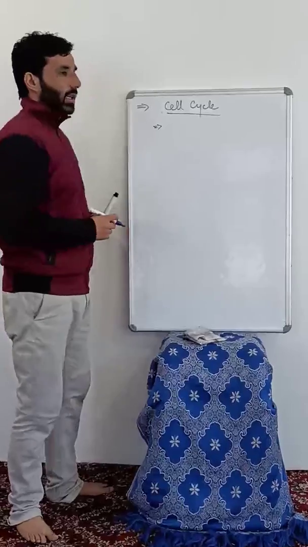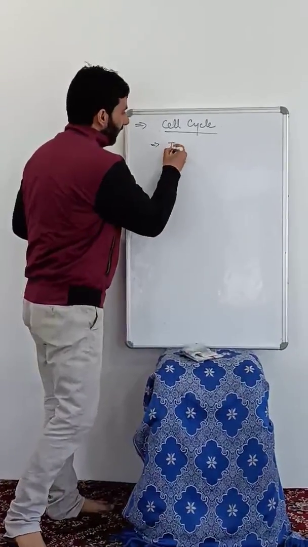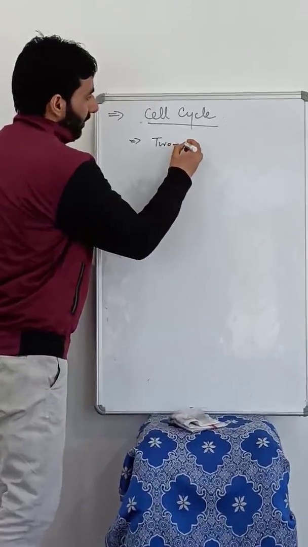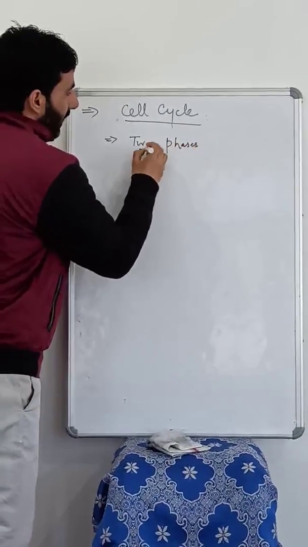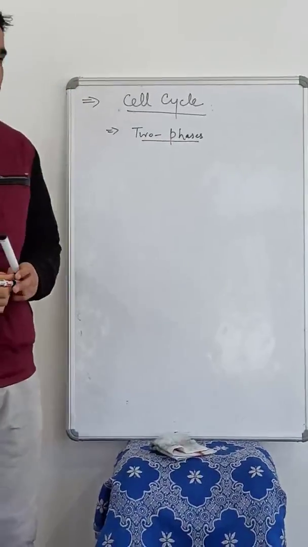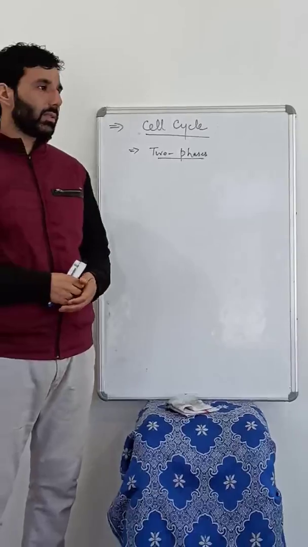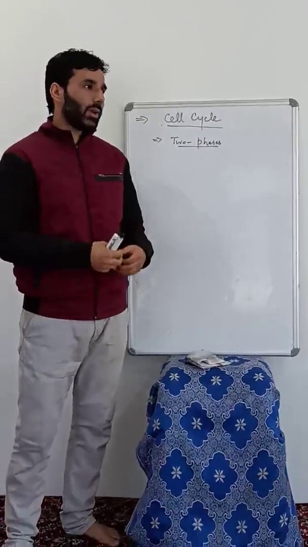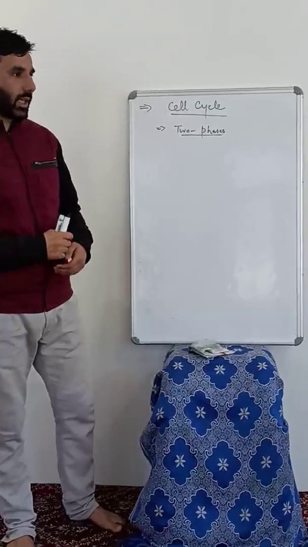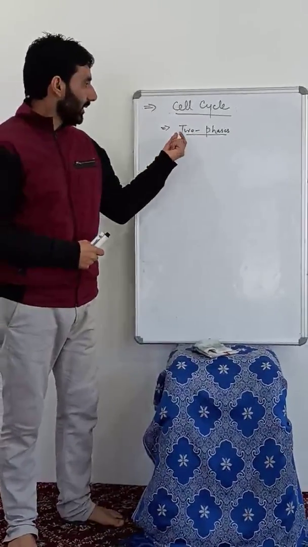The cell cycle has two main phases, through which the cell progresses, grows, divides into two daughter cells, and again repeats this.